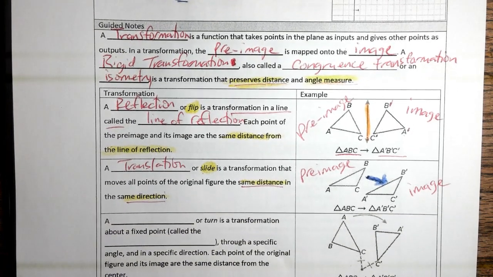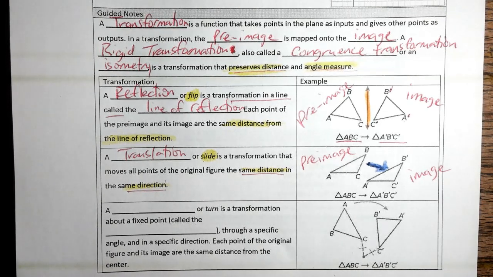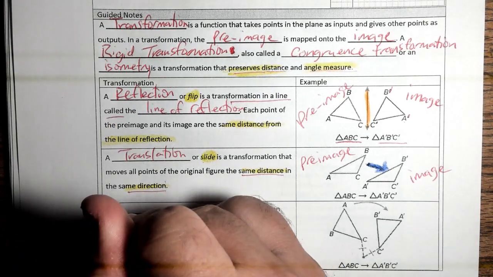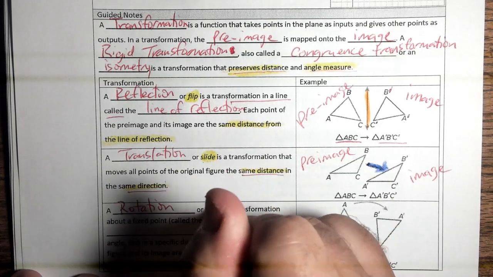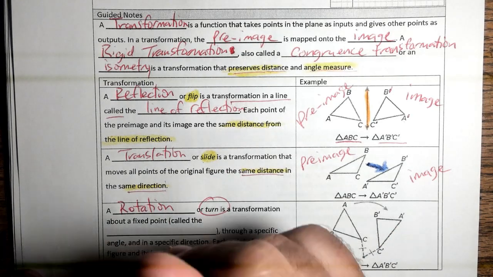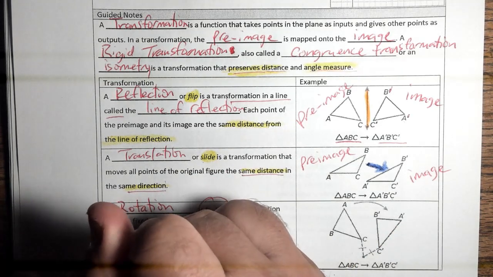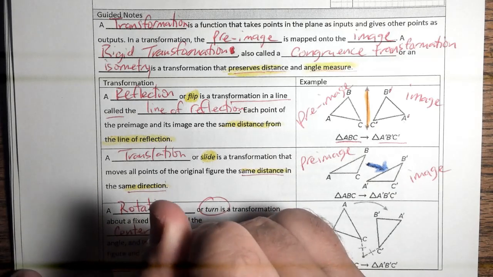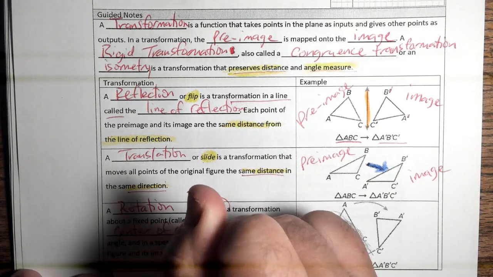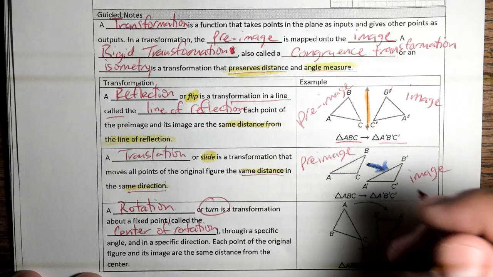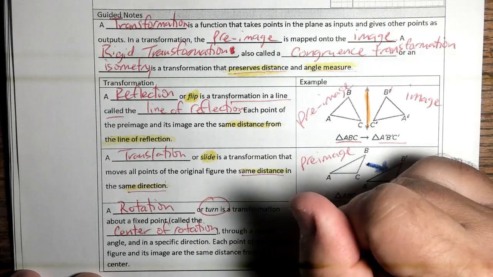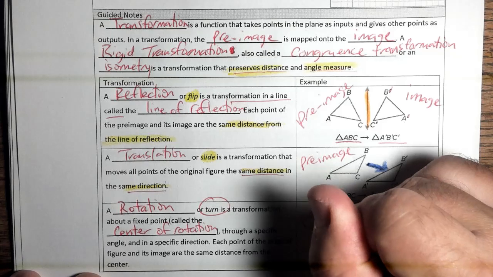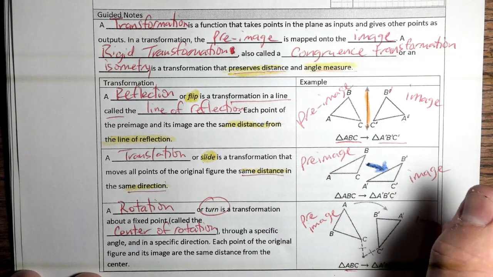Just scoot down here. Okay, again, ABC, A prime, B prime, C prime. Pre-image on the left, image on the right.